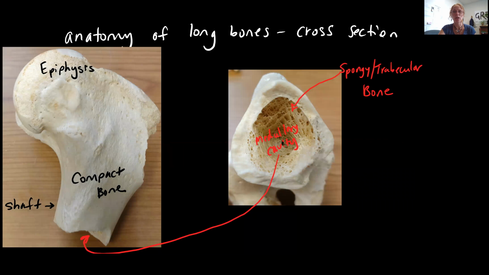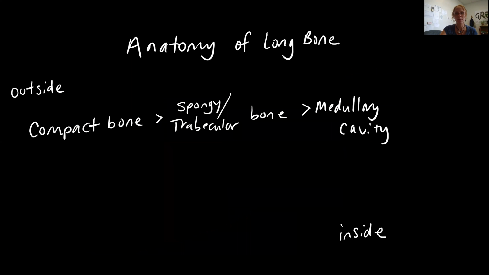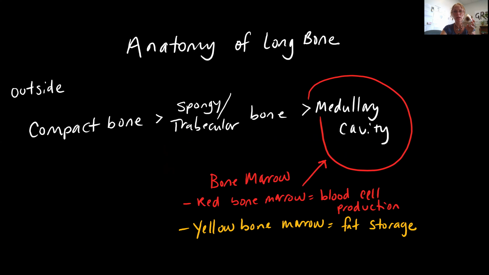When we're looking at the shaft, we have a hole there. That hole is called the medullary cavity or the marrow cavity. Okay, so now we can go from the outside to the inside of the long bone. So on the outside, we have compact bone, and then underneath that, we have the spongy or trabecular bone, and then running down the center of that shaft, you have that medullary cavity. So that's the innermost layer.